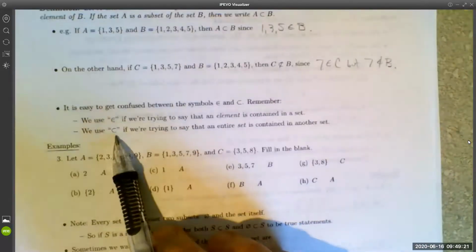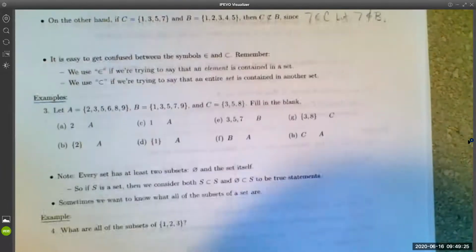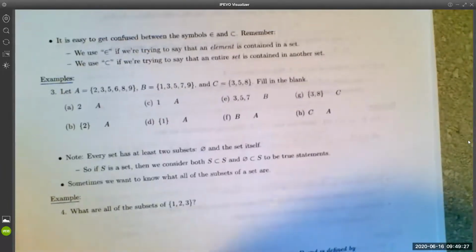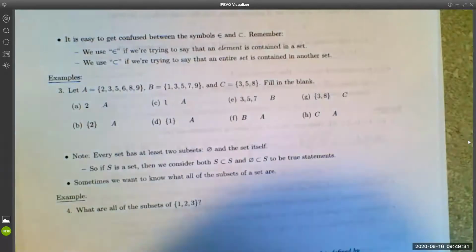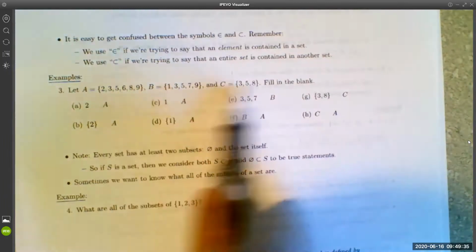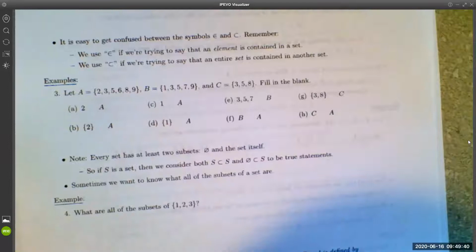Okay, so again, element symbol, subset symbol. Try not to get them confused. To help you practice using the correct symbol, here are some examples. We have a few different sets. Let's see if we can fill in the blank with the appropriate symbol.